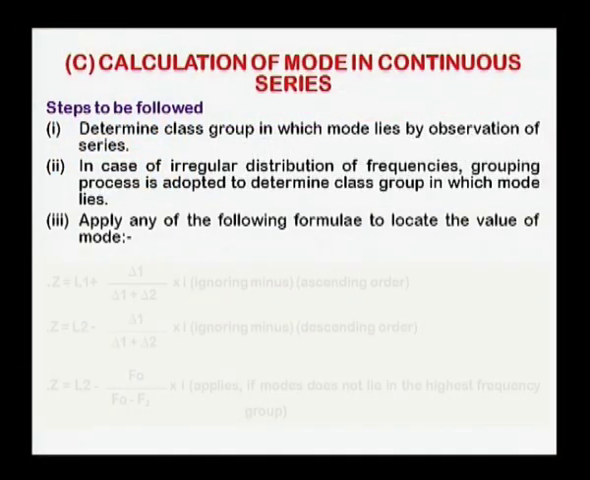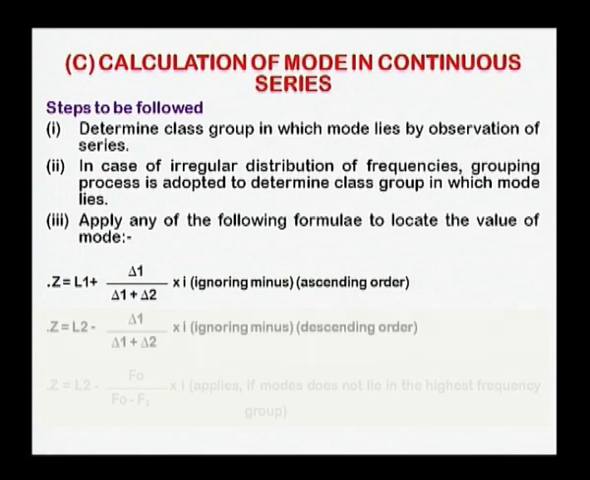After that, we have to apply a formula, and any of three formulas can be applied. The first is Z is equal to L1 plus delta 1 divided by delta 1 plus delta 2, multiplied by I. In this case, we have to ignore the minus sign, but this formula is very useful in respect of ascending order. Now, the second formula that can be applied is L2 minus delta 1 divided by delta 1 plus delta 2, multiplied by I, and again we have to ignore the minus sign, but this is highly useful whenever we have descending order of the values.